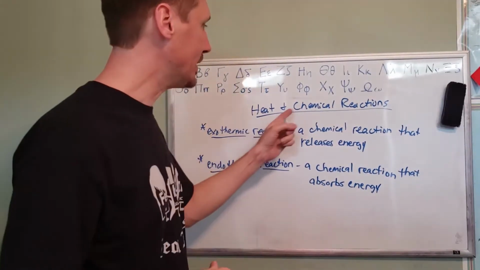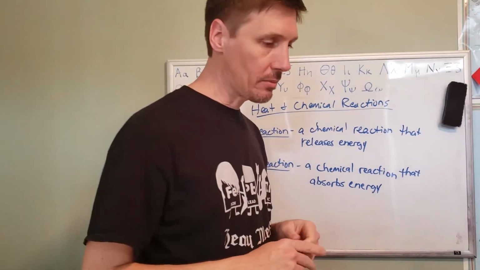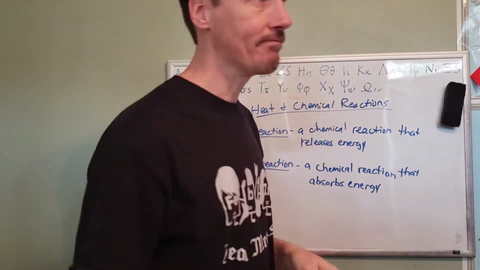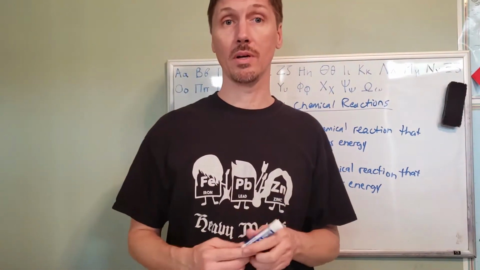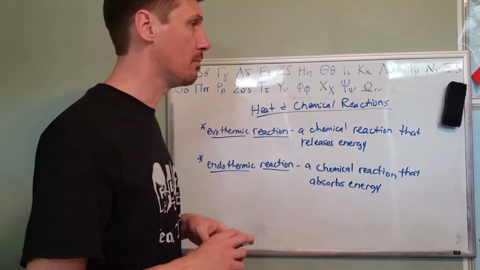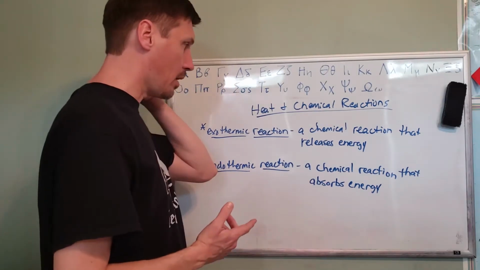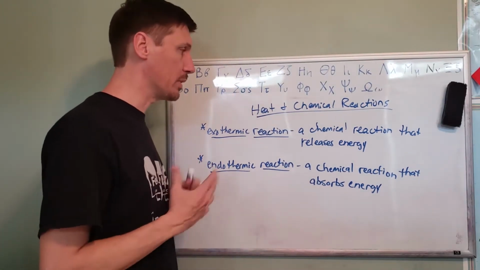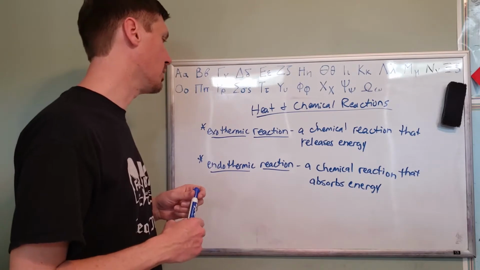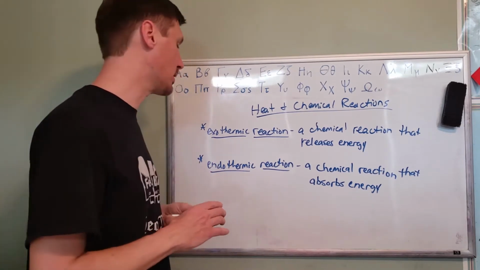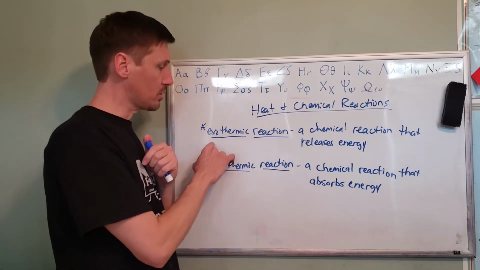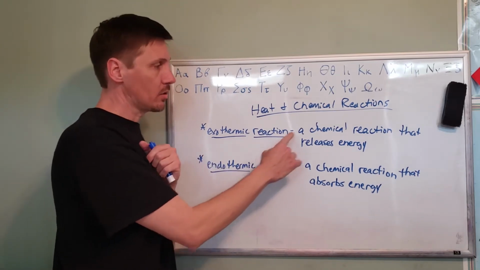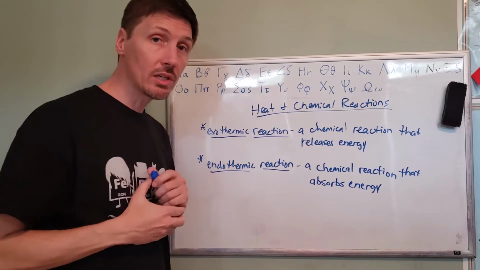Let's talk about heat and chemical reactions. There are certain chemical reactions that actually release or absorb a lot of heat. And so we want to talk about that, but we need to define what we call those reactions first. There are basically two types of chemical reactions, and two different terms that we use to describe those. There's an exothermic reaction, and that's a chemical reaction that releases energy.